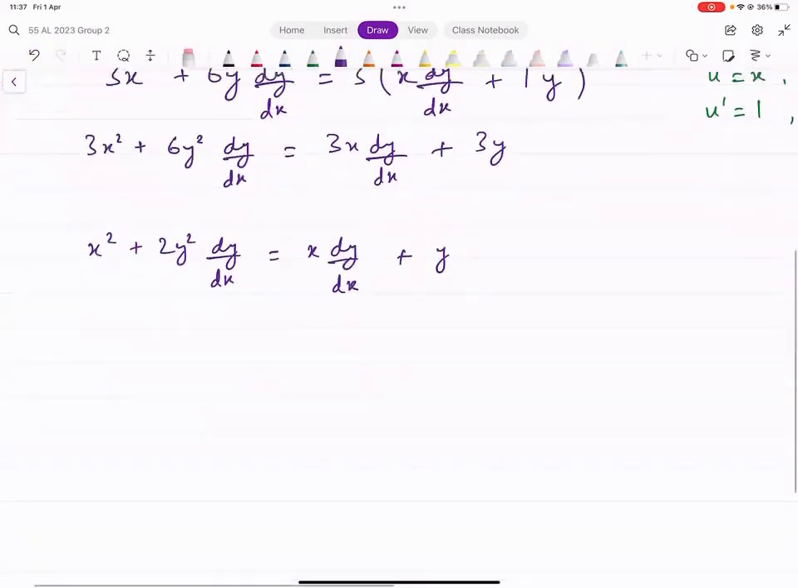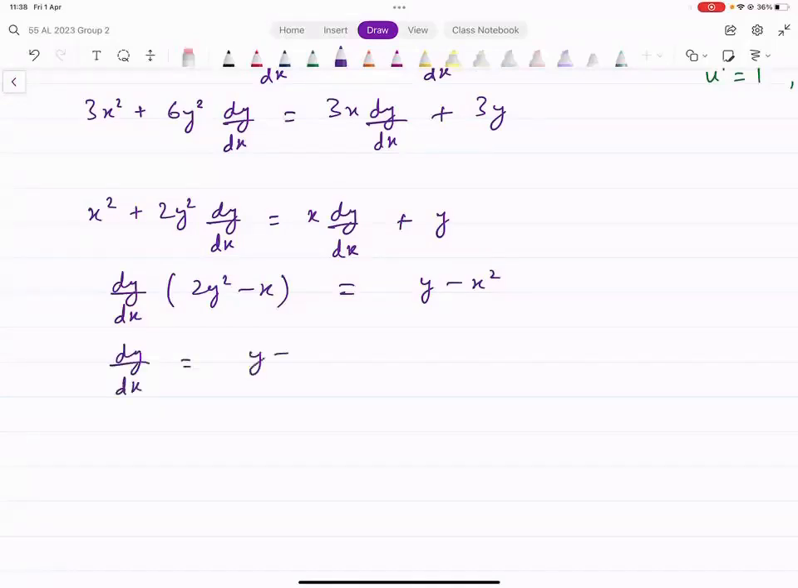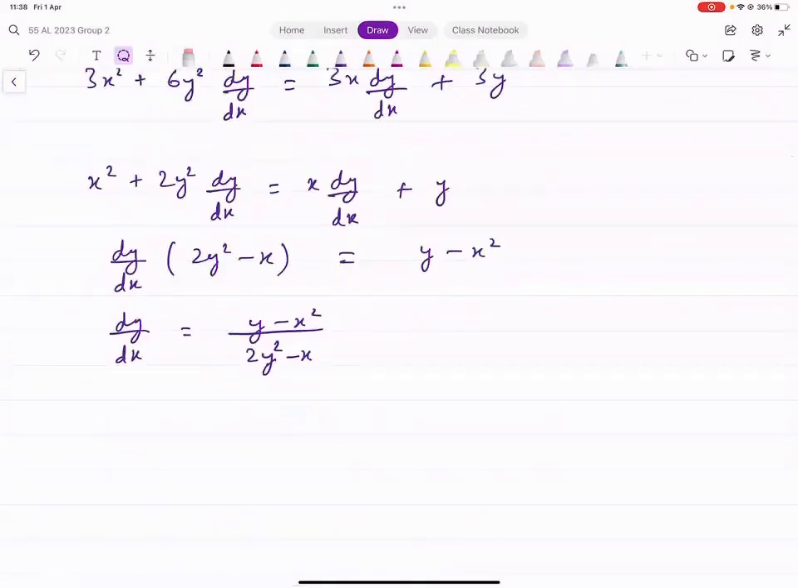अब dy over dx को सब्जेक्ट बनाएंगे. dy over dx वाली टर्म्स एक साइड पे ले जाएं. That gives us 2y square minus x on the left side. On the right side we have y minus x square. And then dy over dx becomes y minus x square divided by 2y square minus x. और हमें वही शो करना था, ये हमारे पास आ गया.